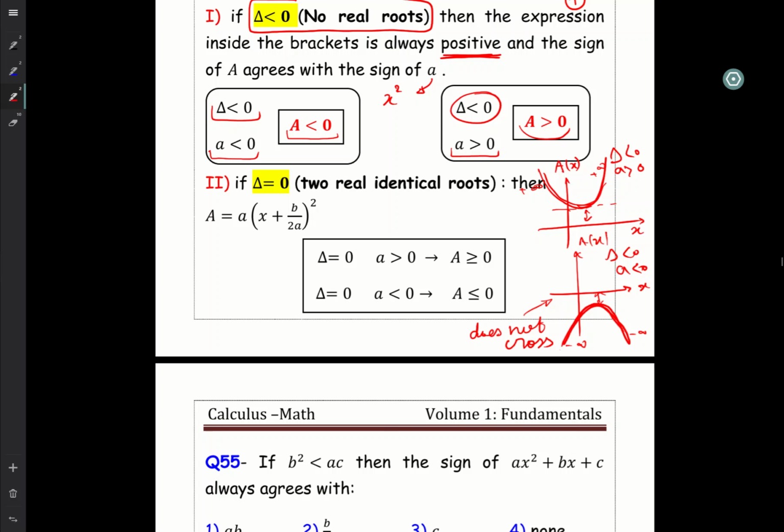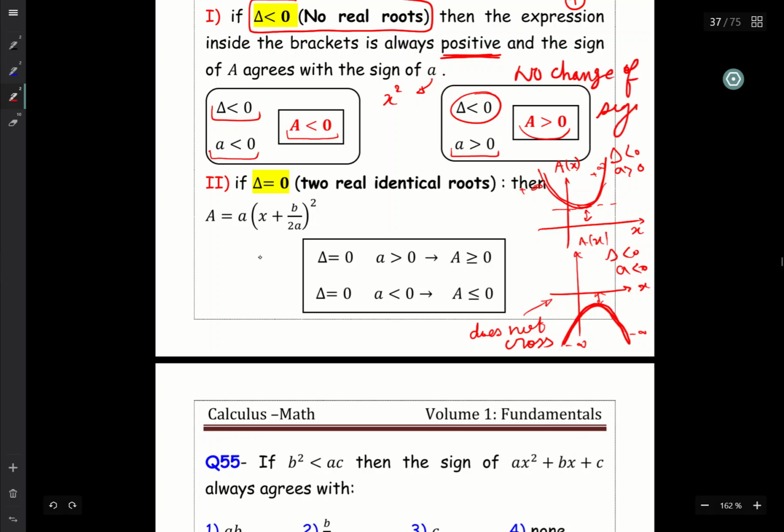So delta negative, a positive, our function is always positive. Delta negative, a negative, our function is always negative. Basically, when delta is negative, we don't have any real roots. The quadratic equation either is always positive or is always negative. There is no change of sign.